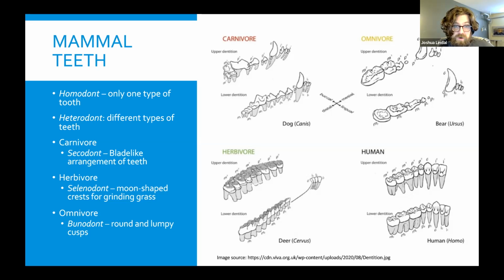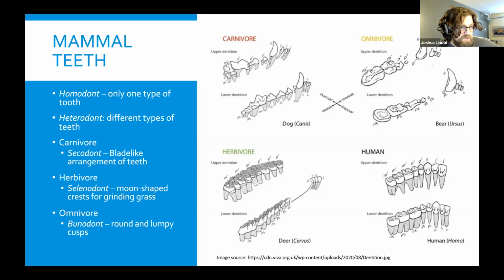In contrast, herbivores don't eat meat, but they need very fine bladed teeth for slicing up grass and leaves. So a cow or a deer is a good example of a herbivore. Cattle and deer have what we call selenodont teeth. They have these very fine half-moon-shaped crests on their chewing teeth. And all these crests align and slice against each other very fine for slicing up grass and leaves. Selenodont comes from the ancient Greek goddess Selena, who is the goddess of the moon, which is where we get the name selenodont.